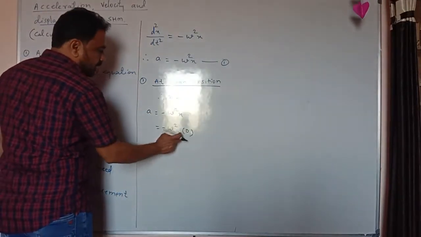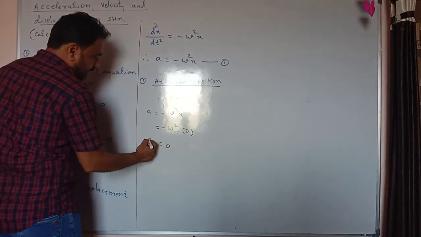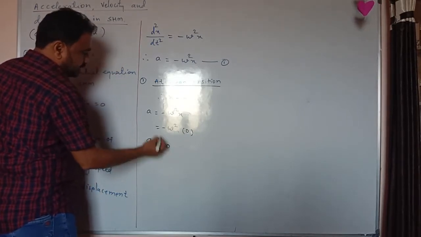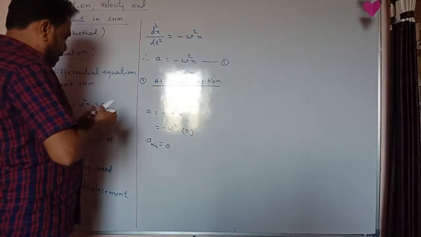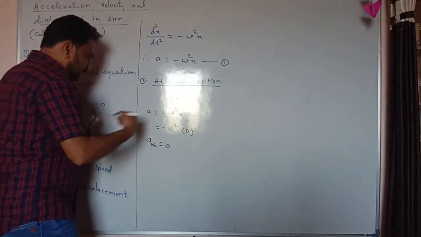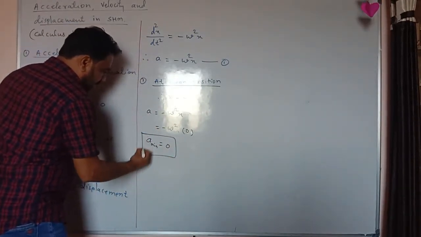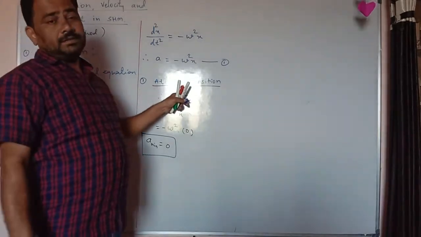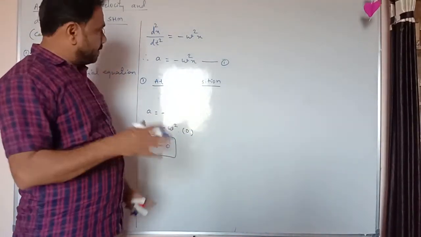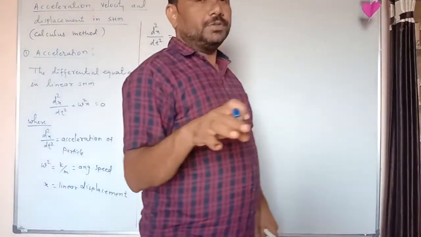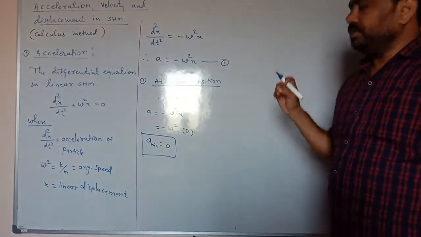So omega square into 0, that is 0. So acceleration, it is minimum acceleration, it is equal to 0. When acceleration is equal to 0, the particle or object is at mean position. So you should remember this condition: at mean position, acceleration is always equal to 0.